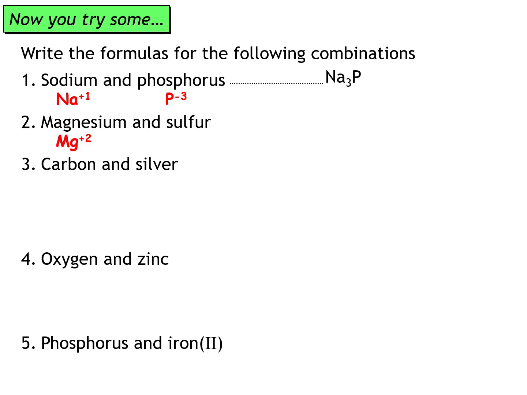Now we have magnesium is +2. Sulfur is -2. They're already charge balanced, so just MgS. So carbon and silver, let me just say that metals are always positive. So that means the silver is going to have its +1 charge. And then carbon in this case will be -4. So we do that. And then we do the swap and drop. And we write the formula.